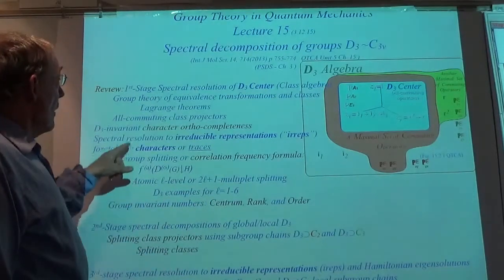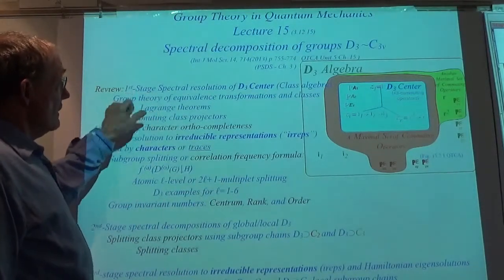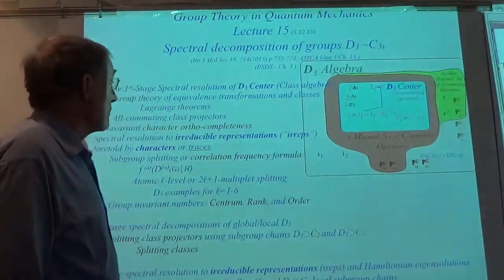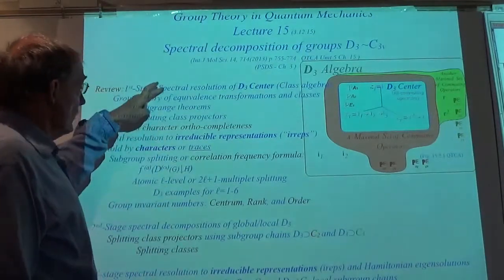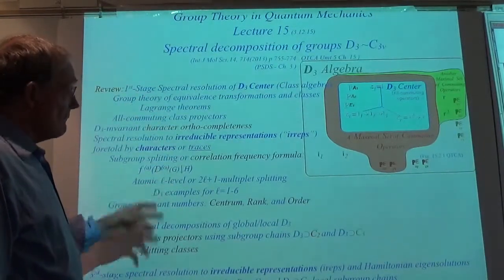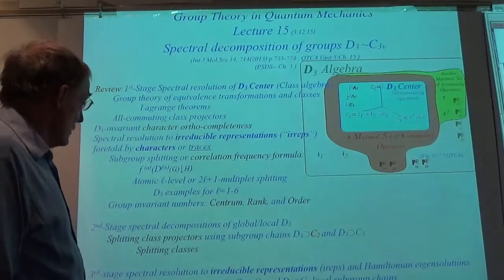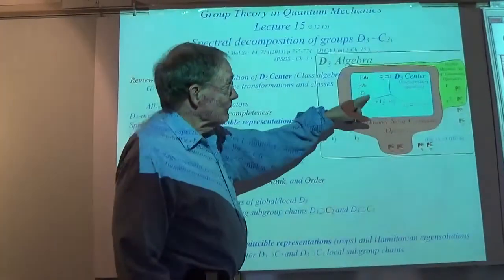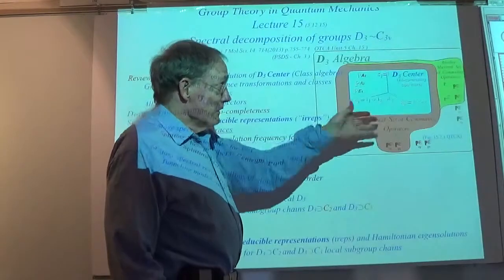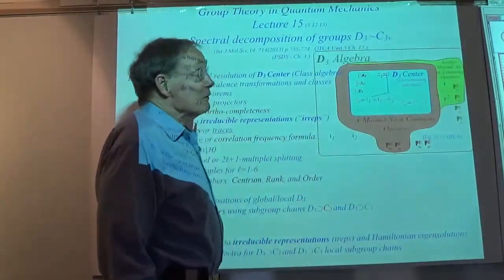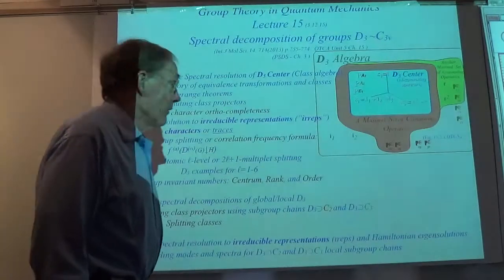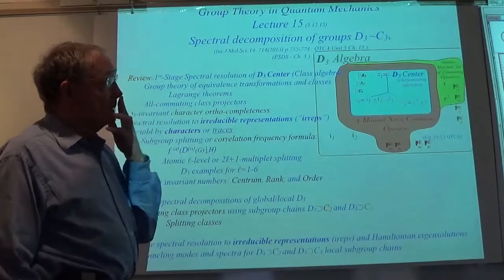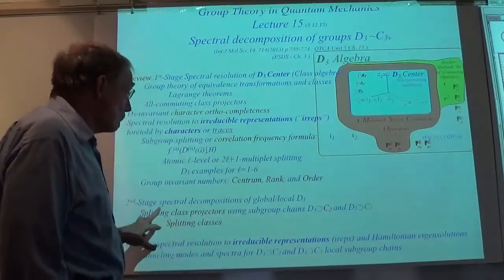Now that's still part of what we call the first stage of the spectral resolution of a group, in this case D3. And that first stage today takes up roughly a third of the lecture. The second stage involves beginning the decomposition of a few of the elements in the center, where now you have a choice. You basically have an infinite number of choices, and that needs to be explained.